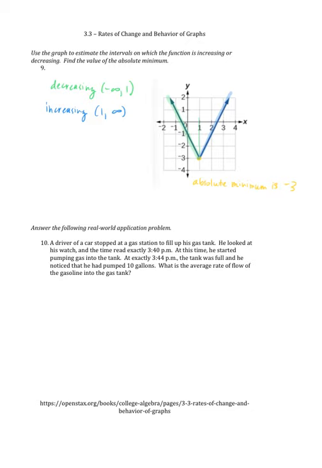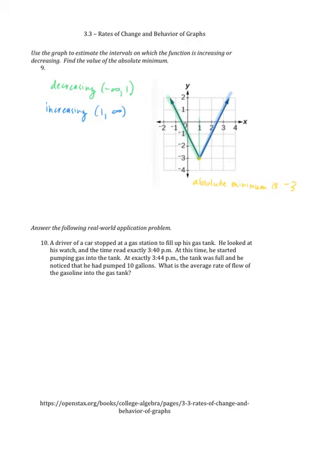All right, the last one, number 10, we've got an application problem. A driver of a car stopped at a gas station to fill up his gas tank. He looked at his watch, and the time read exactly 3:40 p.m. At this time, he started pumping gas into the tank. At exactly 3:44 p.m., the tank was full, and he noticed that he had pumped 10 gallons. What is the average rate of flow of the gasoline into the gas tank?